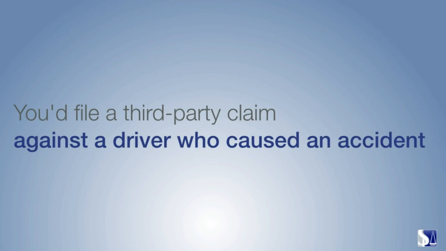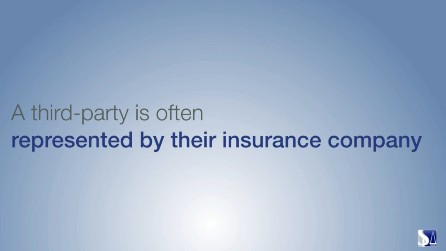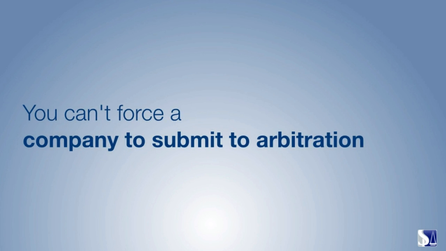If you were injured in a car accident, you'd file a third-party claim against the driver who caused the accident. You could also file a third-party claim if you fell and were injured on business property. A third party is often represented by their insurance company. You can't force a third party's insurance company to submit to binding arbitration, although some states have laws that require non-binding arbitration before you can file a lawsuit.